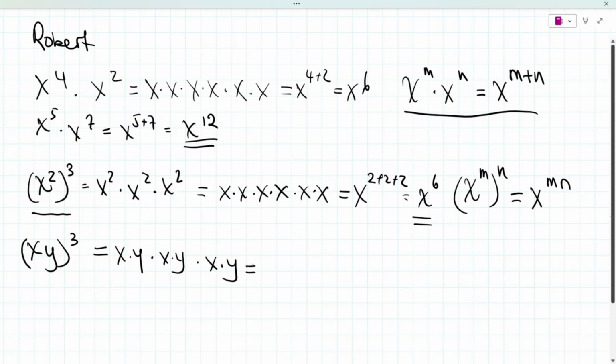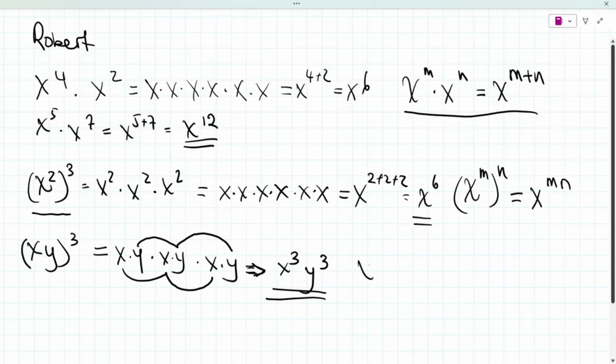Now this will equal, we look at like terms, x multiplied by x multiplied by x will give us x to the power 3. That is x to the power 1 plus 1 plus 1. Remember, if a number is just written with a power of 1, we don't write the 1 there. So now next is y multiplied by y multiplied by y will give us y to the power 3. And that is our final answer.